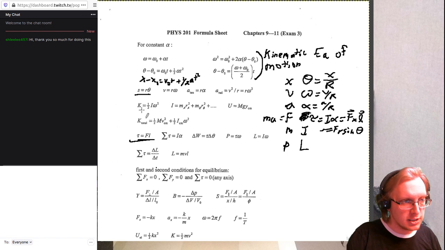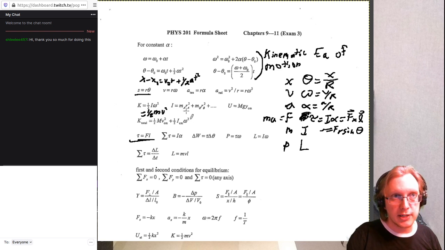Here's our kinetic energy. It looks very familiar. This is our rotational kinetic energy, which is very similar to the translational kinetic energy, 1/2 m v squared. There's this I here. The I is the moment of inertia. Usually it's given as m r squared for something that's going around a thing.